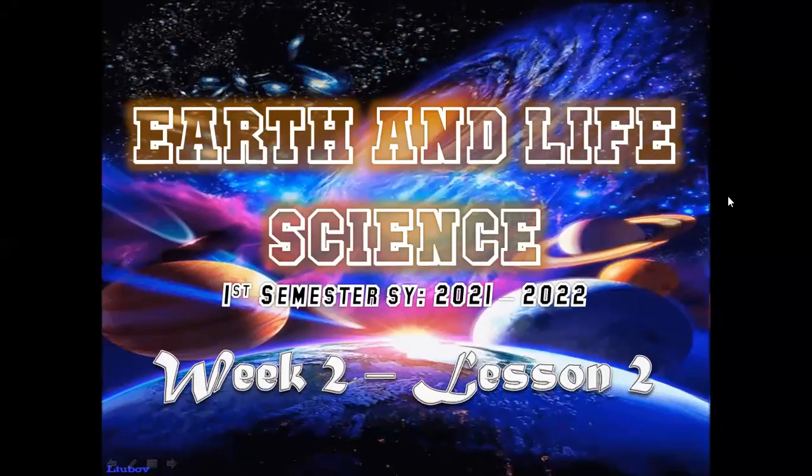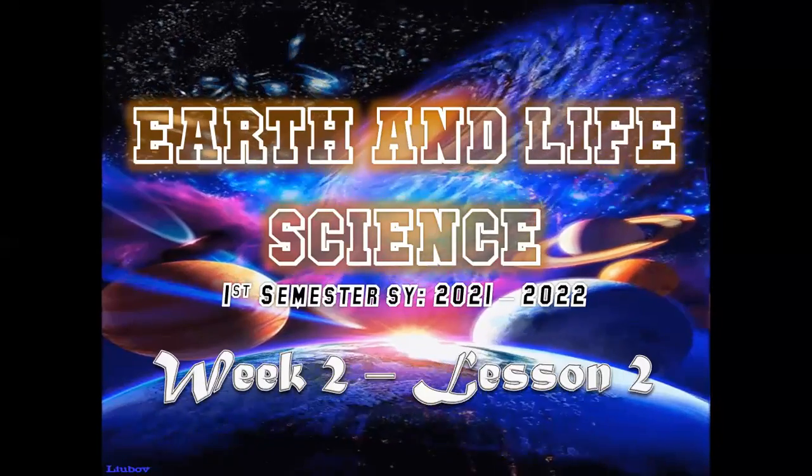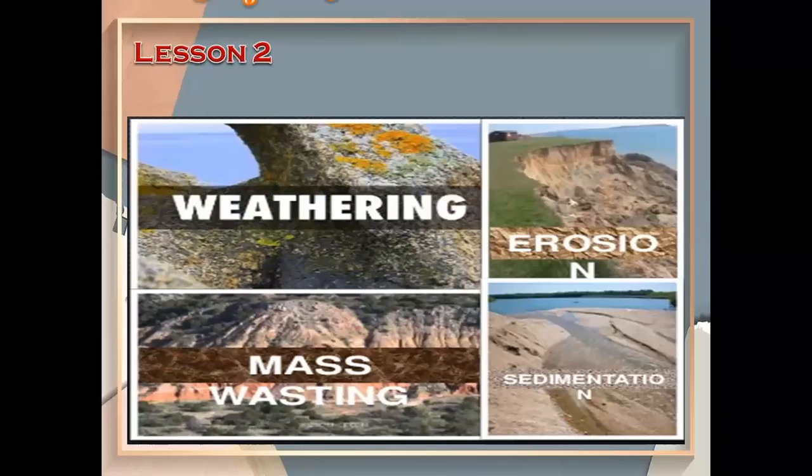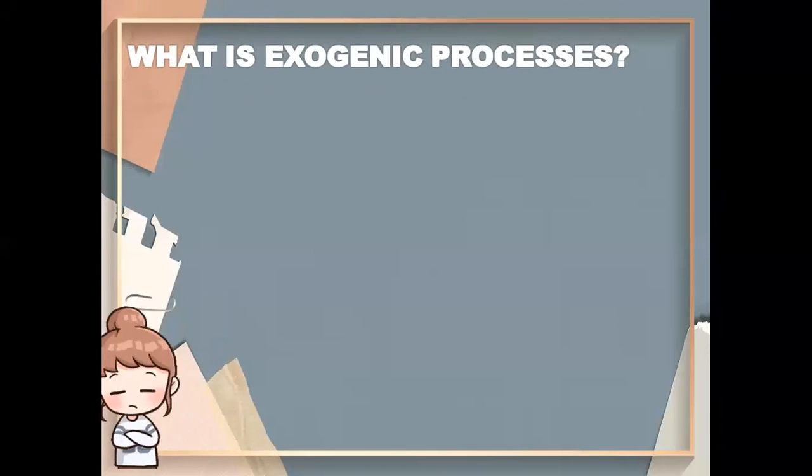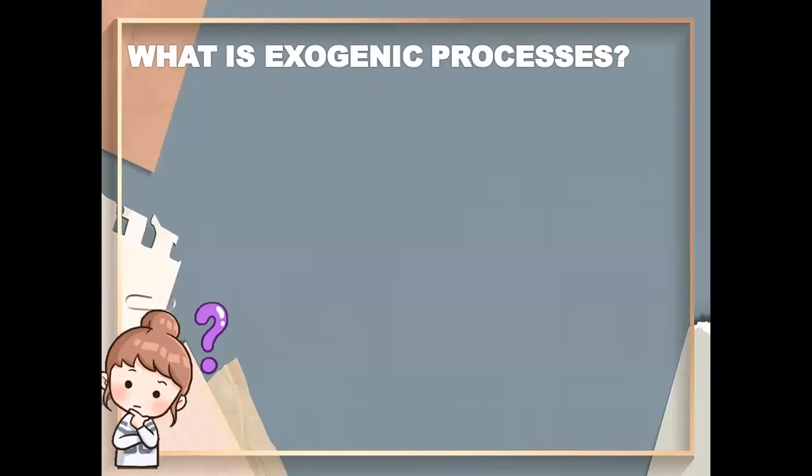So, yun, continuation lamang po ito ng ating lesson na for the week 2. So, lesson 2 is exogenic process. For the exogenic process, we have the weathering, mass wasting, erosion, and sedimentation. So, first, what is exogenic processes?